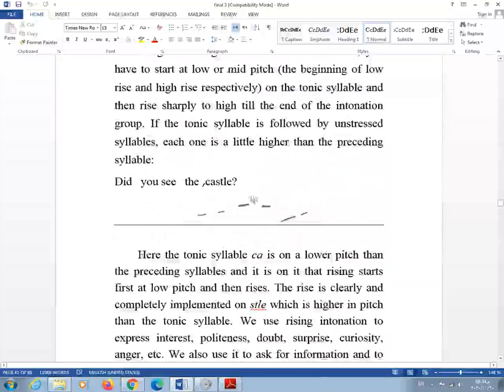Did you see the castle? Did you see the castle? In British intonation, or as Americans say, did you see the castle? Okay, what is the head here? It's "see". As you see, it's on a high pitch. And "did you", which is a pre-head, is set on a low pitch like that, and then "see", the head, is set on a high pitch, and then "castle". And yes/no questions, we use rising intonation in general.